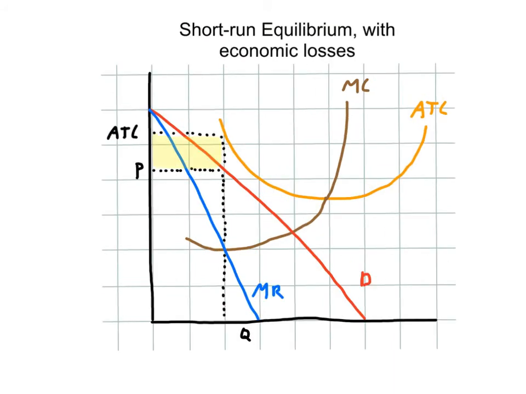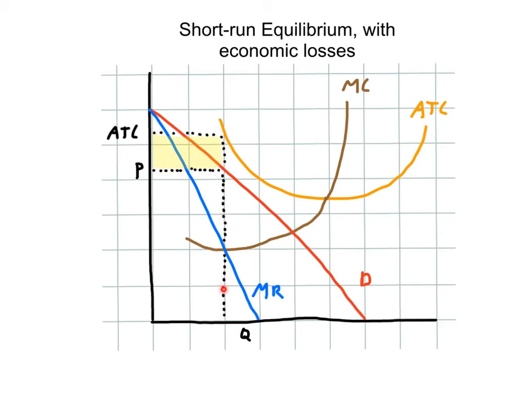Of course, things don't have to be like that. We could have a short-run equilibrium where the firm is actually earning economic losses. In this case, you'll see that the demand curve doesn't touch the average total cost curve. And whatever our quantity is, we're going to produce where marginal revenue equals marginal cost right there. But we're going to charge a price where this quantity meets the demand curve over there.